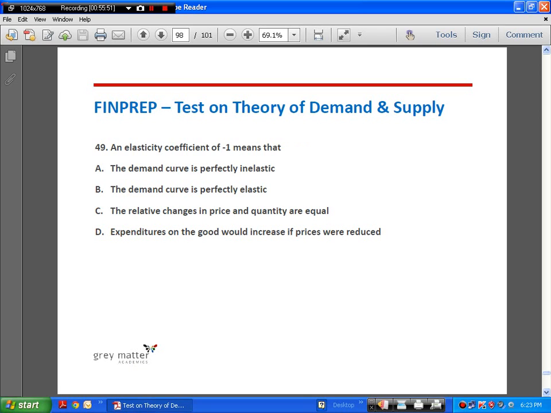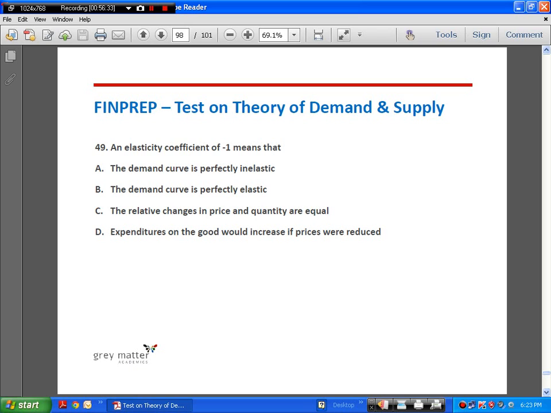49th question. An elasticity coefficient of -1 means the demand curve is perfectly inelastic. The demand curve is perfectly elastic. The relative changes in price and quantity are equal. Expenditures on the good would increase if prices were reduced. So when you observe option A, the demand curve is perfectly inelastic. It means whatever the changes in price, the quantity demanded would not change. Or in other words, elasticity coefficient would be 0.